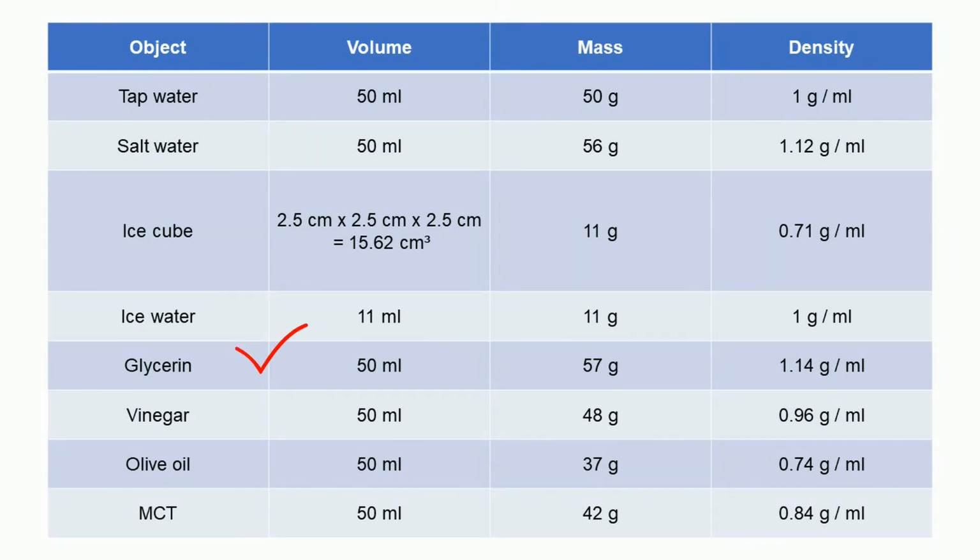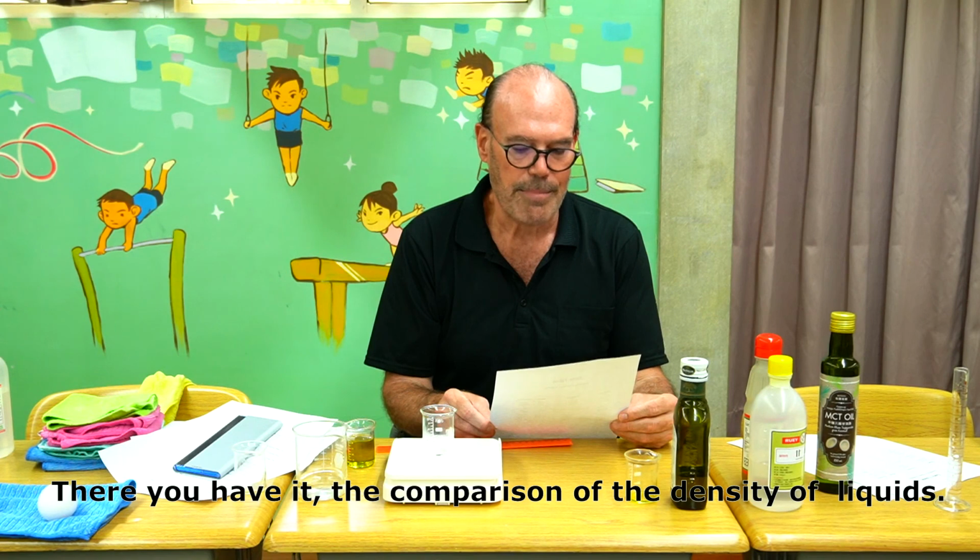The glycerin, 50 milliliters, was 57 grams. The density, 1.14 grams per milliliter. The vinegar, the mass was 48 grams. The density, 0.96 grams per milliliter. The olive oil was 37 grams, or 0.74 grams per milliliter. And the MCT oil was 42 grams, or 0.84 grams per milliliter. There you have it, the comparison of the density of liquids.